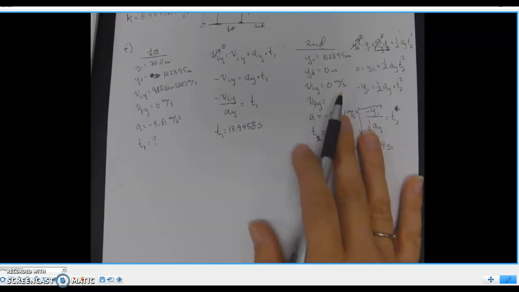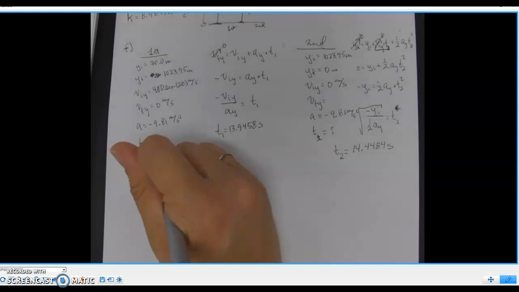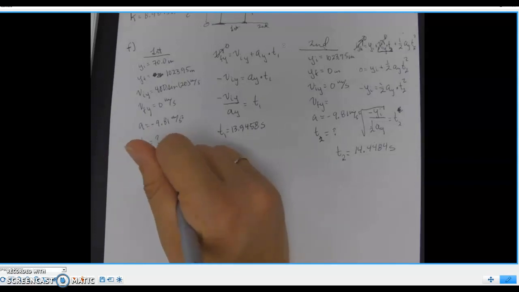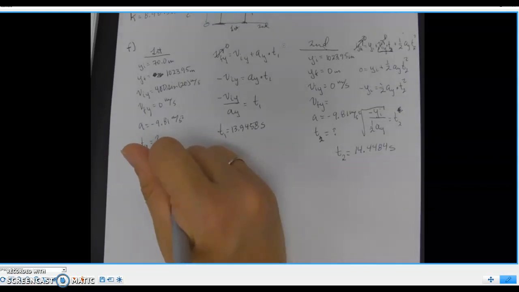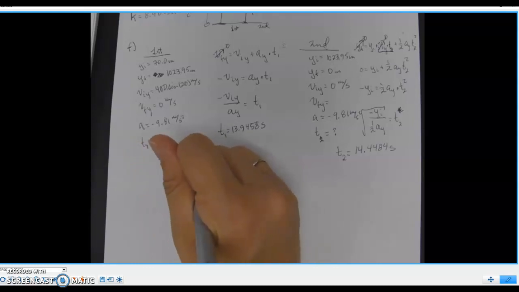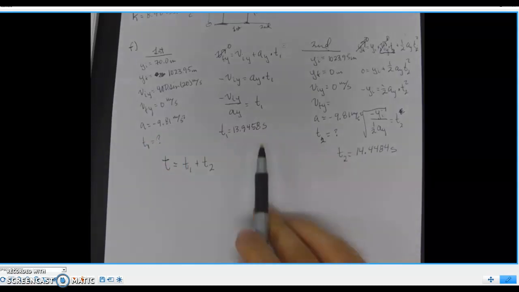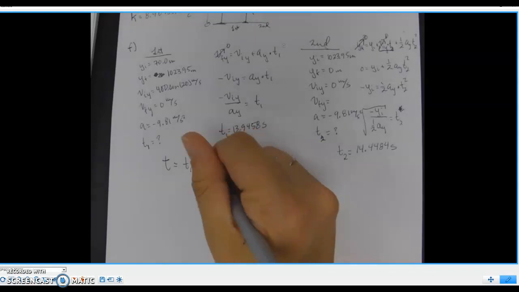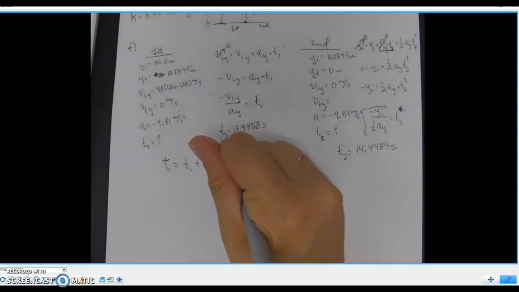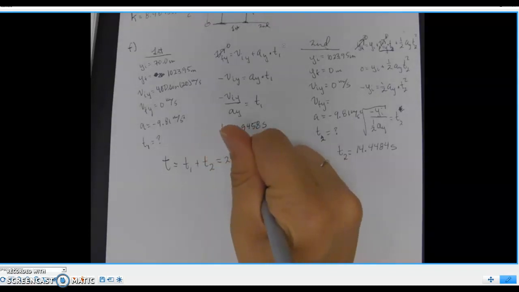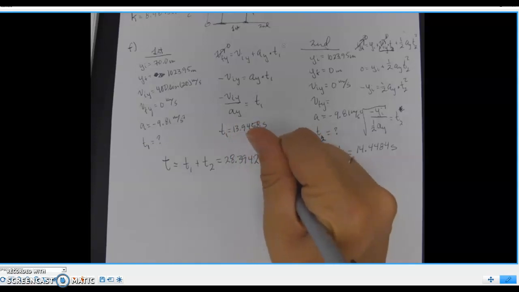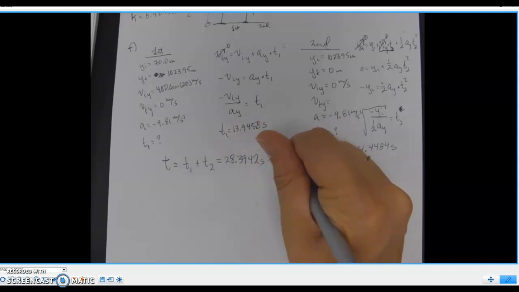And so the total time would be time 1 plus time 2. This plus that, and that is 28.3942 seconds, which at 3 sig figs is about 28.4.